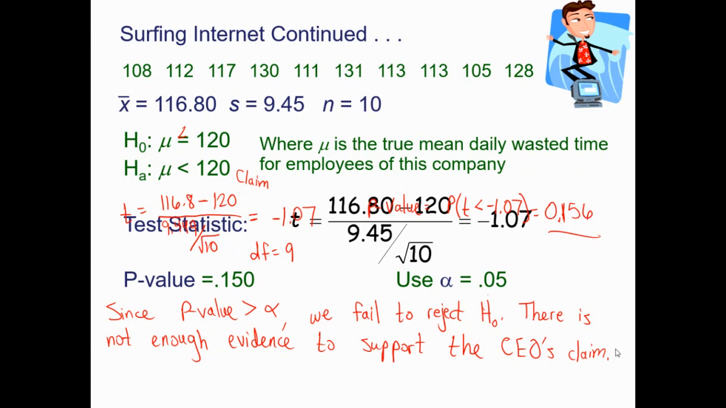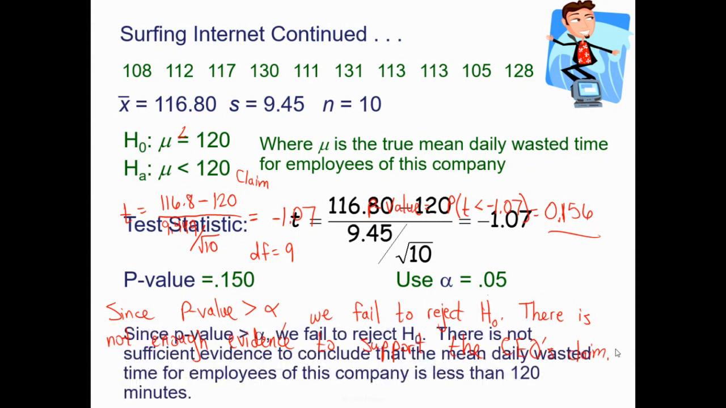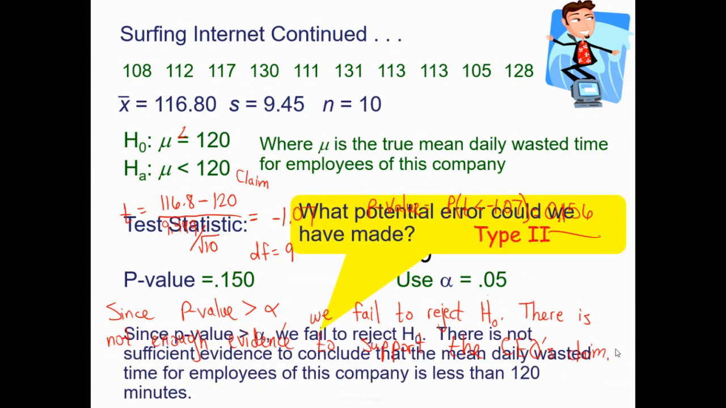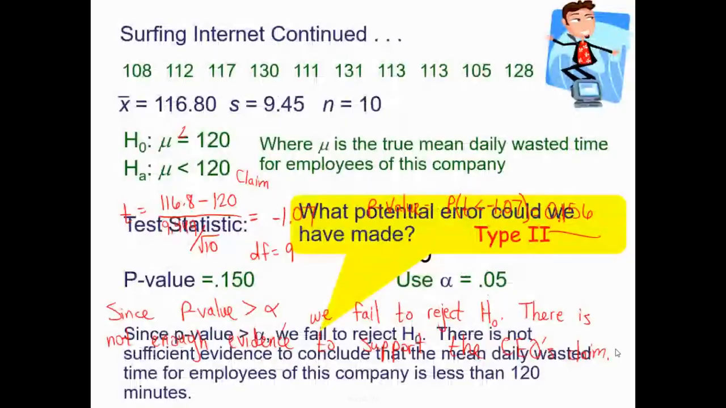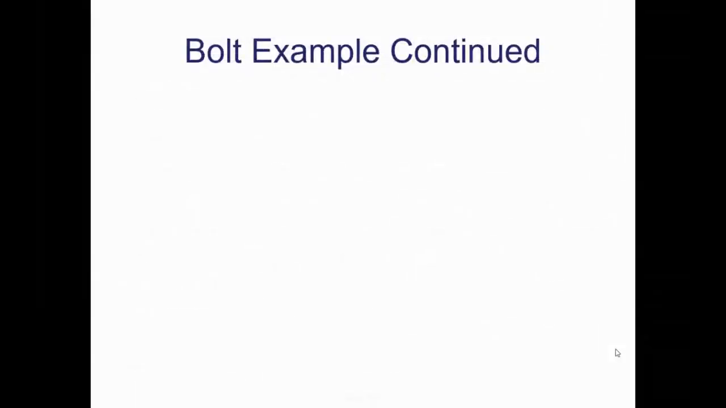Okay, let's flip over then to the next example. This one would go a little quicker because we don't have to calculate anything. They actually give it to us. And I'm going to do this one like how you would do it on your homework. And so we're going to use the rejection region method here.